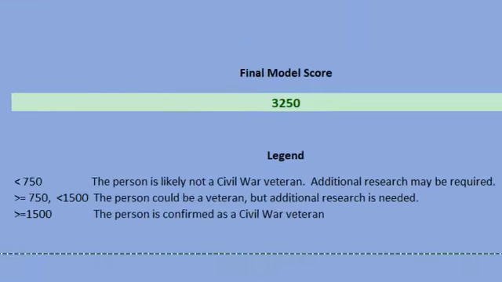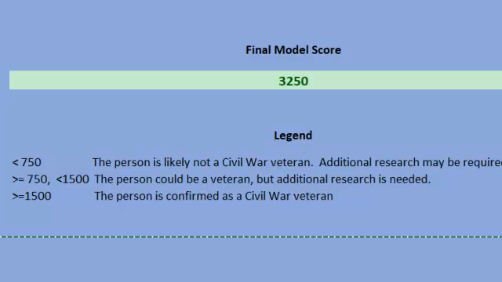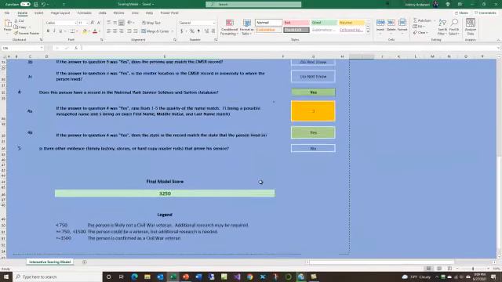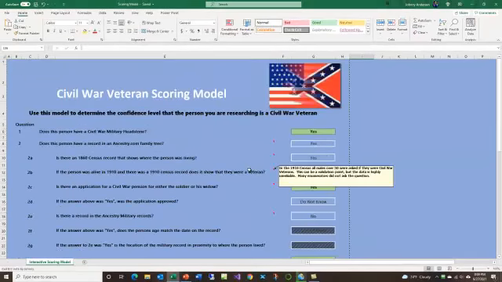So the model ran through the algorithm and gave J.B. Barclay a score of 3250. The fact that he had a headstone was enough in and of itself to put him into the confirmed Civil War veteran category. So using the analytics, we know that John Bunyan Barclay is a Civil War veteran.